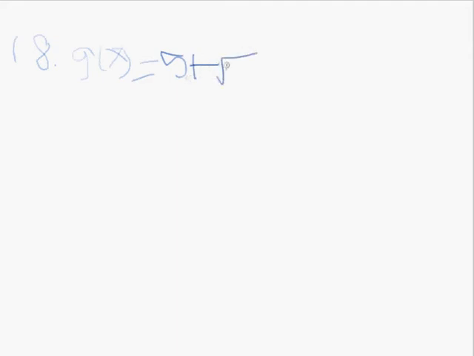Plus the square root of 4 plus x. Okay, so I know x cannot equal -4. You know that? Why not? Because that means it'd be the square root of 0. Does the square root of 0 exist? Yes, it does. The square root of 0 is 0.